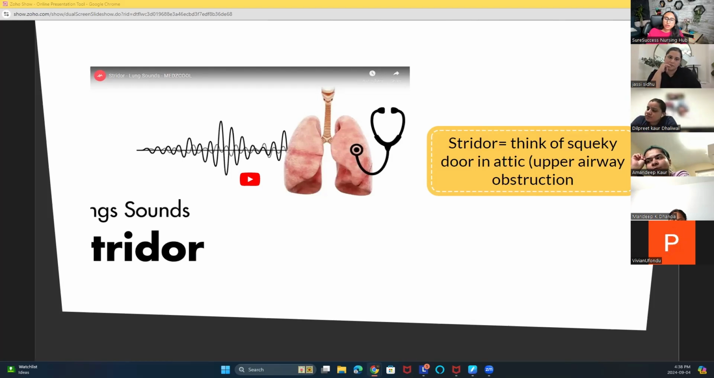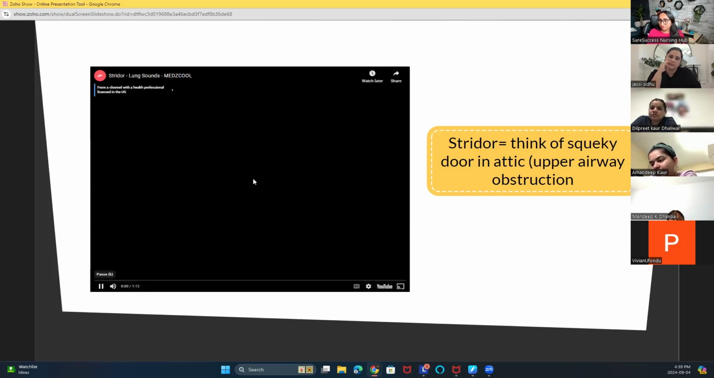For the stridor, it can happen because of choking or because of extreme tightness of your upper airway. The airway is completely blocked, and that is stridor. Immediately go and see the patient. He might need a ventilator after that. So stridor is always your priority.